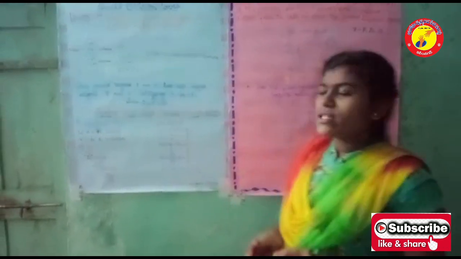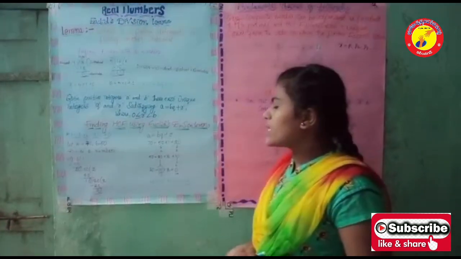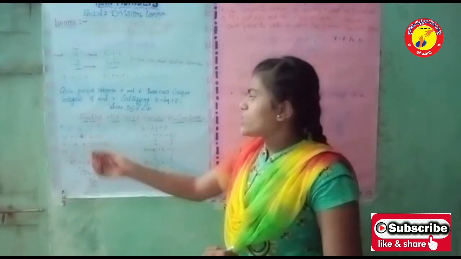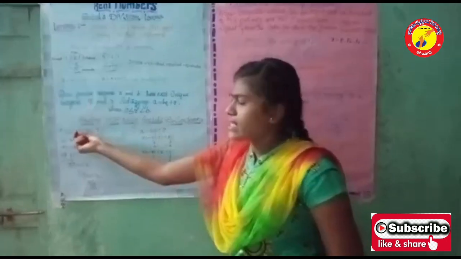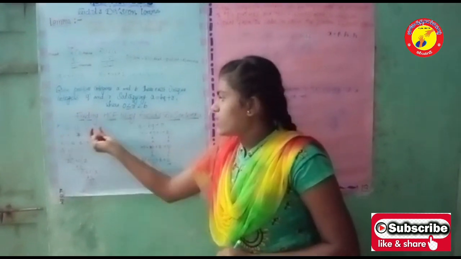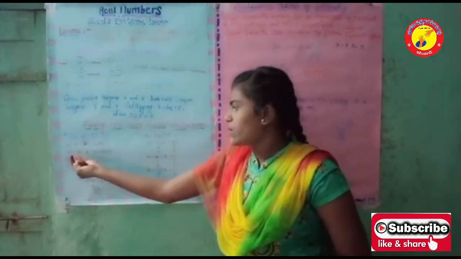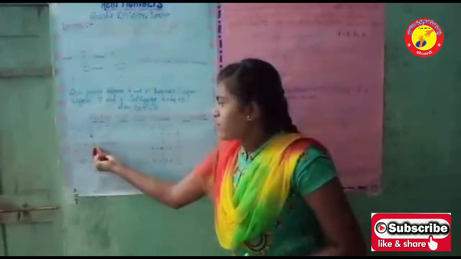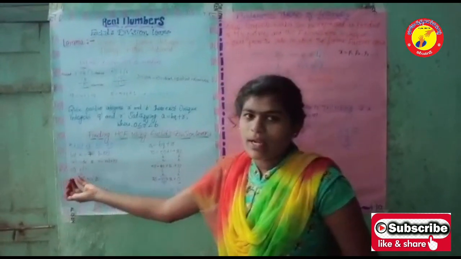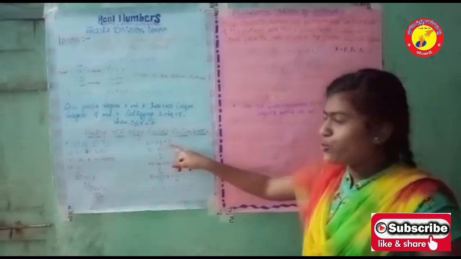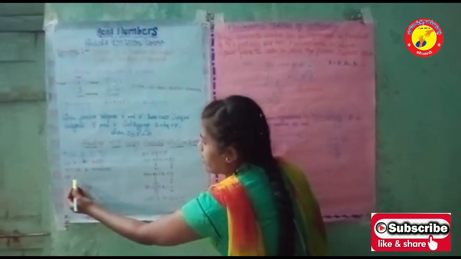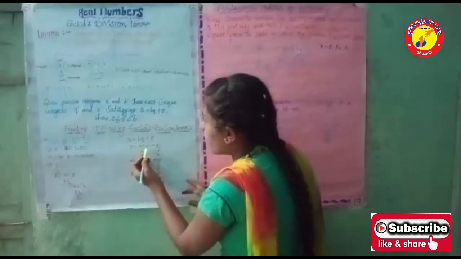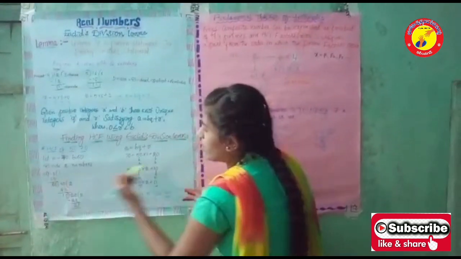Now we are going to find the HCF using Euclid's division lemma. HCF of 50 and 70. Take the bigger number as A and the smaller number as B. A is equal to 70, B is equal to 50. Divide the two numbers: 70 divided by 50, 50 ones are 50, and 20 will be the remainder. Getting into the equation A is equal to BQ plus R, 70 is equal to 50 into 1 plus 20.